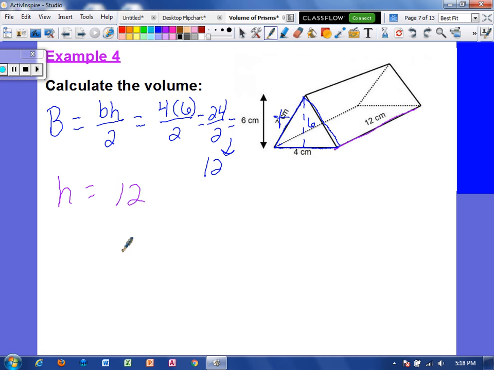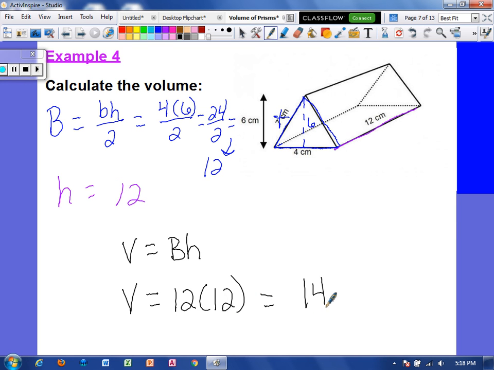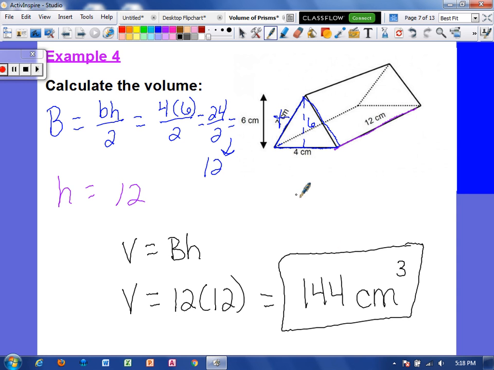Alright, so volume equals the area of the base times the height. The area of the base is 12, and the height is 12. And 12 times 12 equals 144. That would be centimeters cubed. Alright, so again, just like in the last problem, we can think of this as if we find the area of this triangle, we get 12 centimeters, and if we stacked it 12 times, we get 144 centimeters cubed.